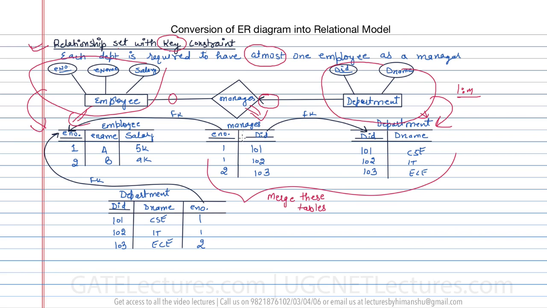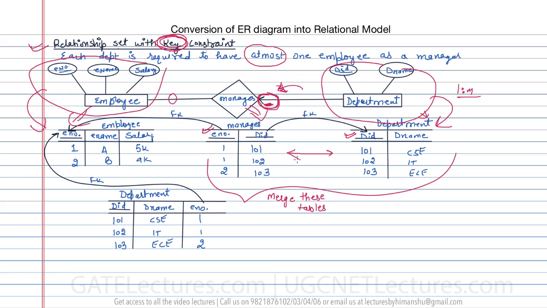So what we do is combine this relationship table with this department entity table, because here you can see the maximum cardinality of department is 1. What is the maximum cardinality of department? That is 1, right? And because it has the maximum cardinality of 1, or you can say it has the key constraint, this is the reason why we can combine both of them.